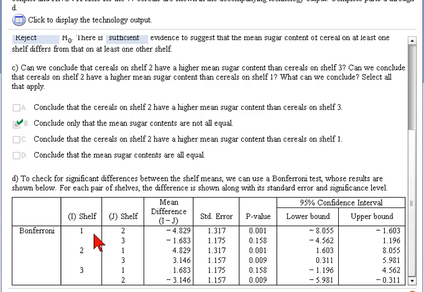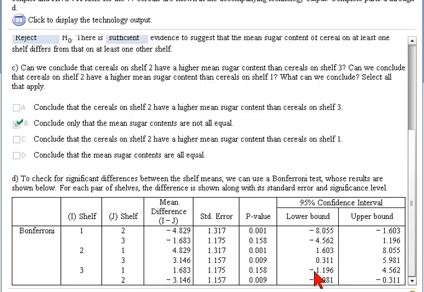It doesn't look like there's a difference between 1 and 3 because the p-value is 0.158, and also notice 0 is in the confidence interval. So that's another way you can look at it. All right, we already knew about 2 and 1. Let's look at 2 and 3. Between 2 and 3, we have a p-value of 0.009, and we have a positive confidence interval, which makes me think that the sugar content in 2 is higher than it is in 3.